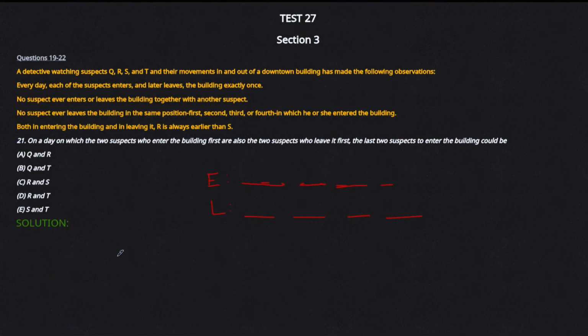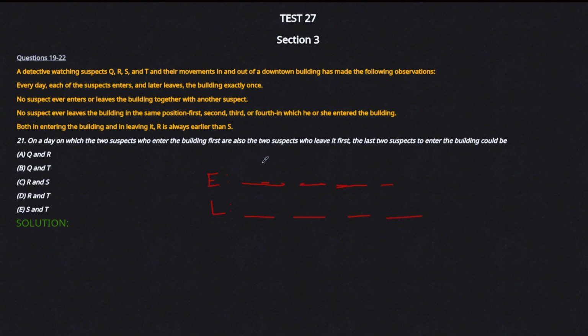Question number 21. On a day on which the two suspects who enter the building first are also the two suspects who leave it first, the last two suspects who enter the building could be. So now, this is something we have to keep in mind. This is a tricky one, so I'll go over it. Here, R and S cannot be the first two. This is something we need to establish first.